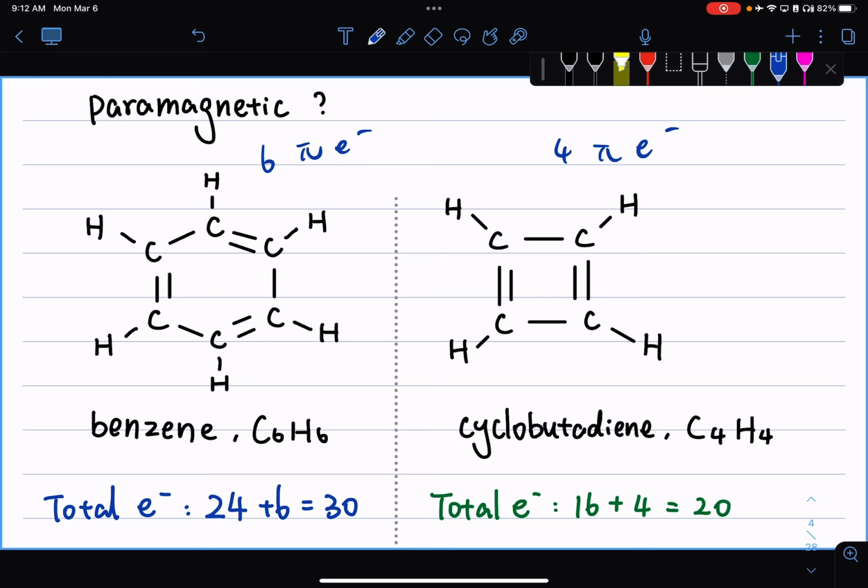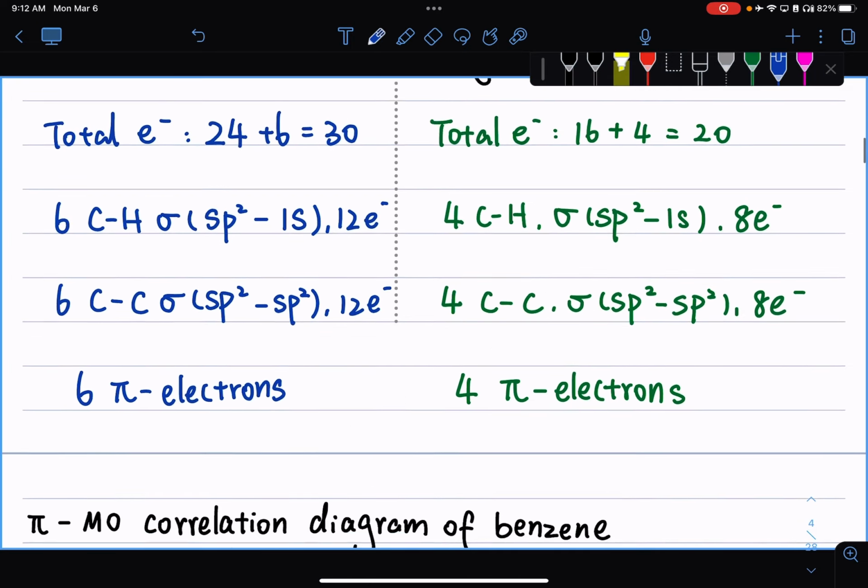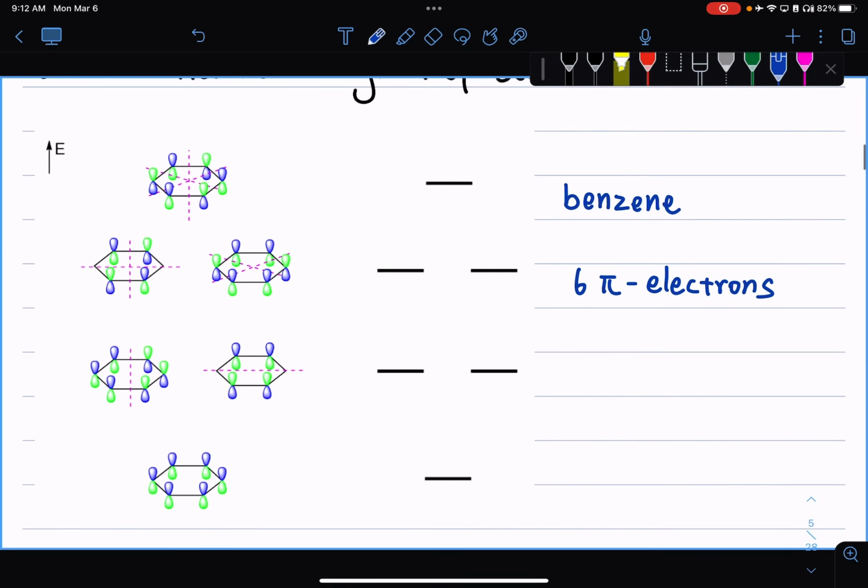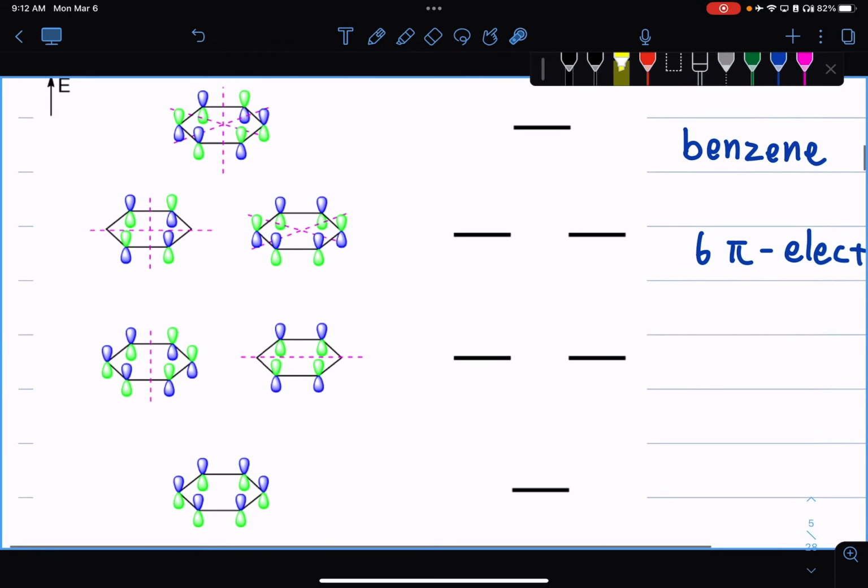And then by drawing out the MO correlation diagram for benzene, these are the MO correlation diagrams we can have. Again, what I expect you to know is, if I give you all these MO correlation diagrams, can you tell me which one of them is lowest in energy and which one of them is highest in energy, given the number of nodes there are?